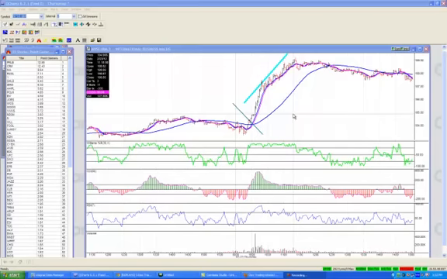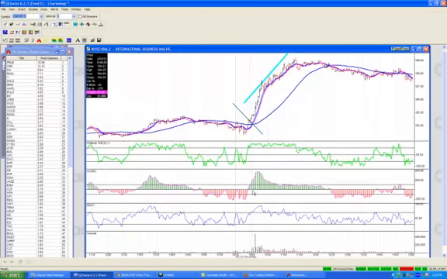So basically what we do is we help you identify the needle in the haystack. How do you find IBM when there's thousands of stocks out there that are trying to make a move? How do you know that IBM is the one that is going to continue and show you a move from basically 194 to 198?